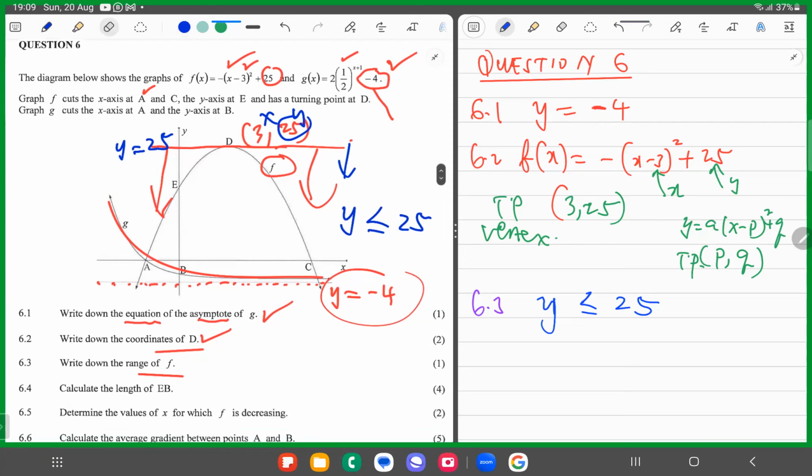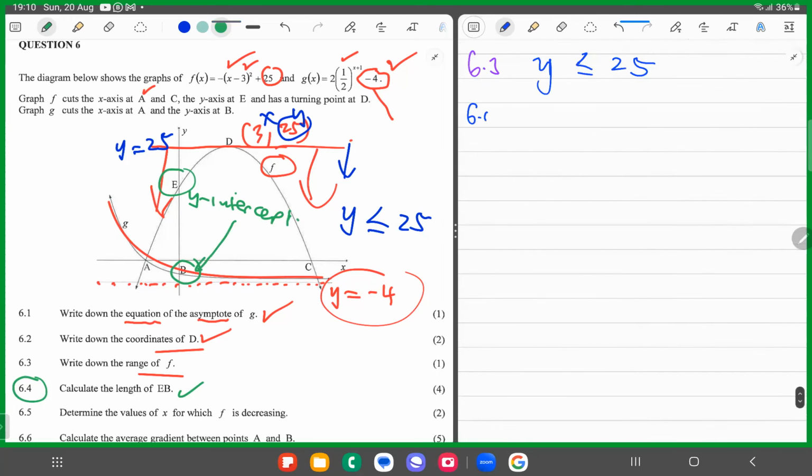The next question. Right, we have found the range, and then we're looking at 6.4, the length of EB. Where is E? Here is E, and here is B. What is the length of EB? The length of EB is very straightforward. To find the length of EB, you need to find two things. You need to find the y-intercept of the function g and the y-intercept of the function f.